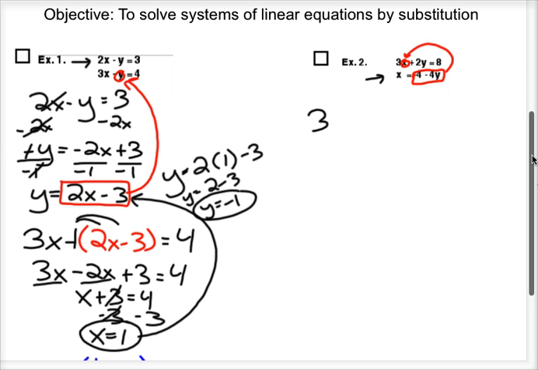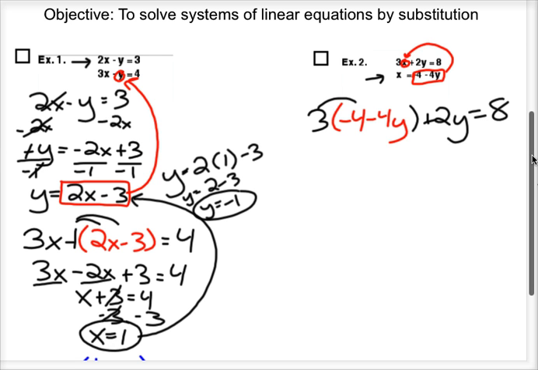So 3 times x, but I don't want x anymore. I want that -4 minus 4y plus 2y equals 8. So now I've rewritten the other equation. I've put in what that x equaled, substituted that into the other equation. So now, once again, I have a single equation with a single variable. So now I'm going to be able to solve for y.